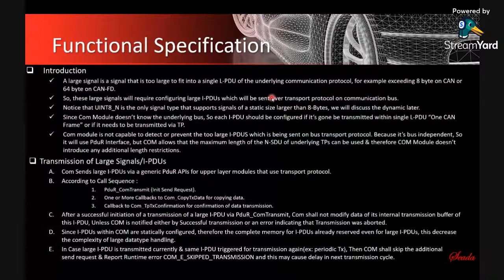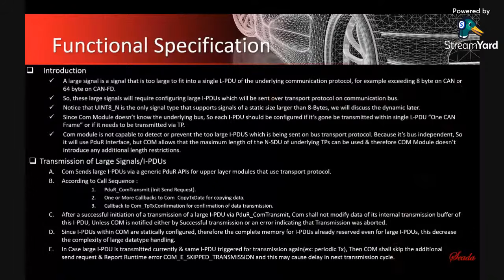In case a large IBDU is currently being transmitted, and the same IBDU is transmitted periodically, then the Com shall skip the additional send request and report an error, like a skipped transmission, and this may cause a delay in the next transmission cycle. If a transmission is currently happening, it is periodic and it doesn't finish until the next one comes, it will skip the next send request, and this may cause a delay in the next transmission cycle, and this is causing a problem for large IBDUs.